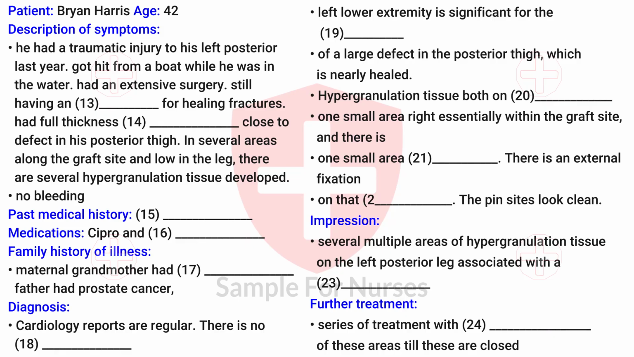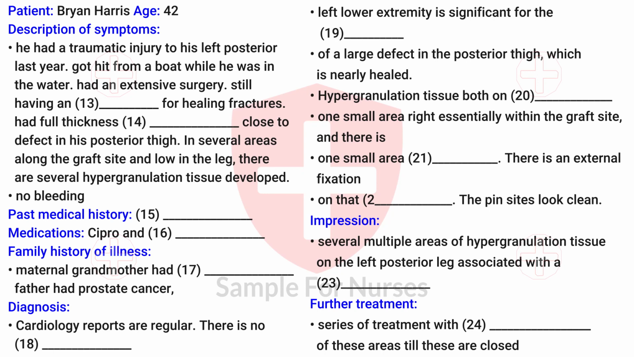It is non-tender. There is no mass or organomegaly. Your right lower extremity is unremarkable. Peripheral pulse is good. Your left lower extremity is significant for the split-thickness skin graft closure of a large defect in the posterior thigh, which is nearly healed.